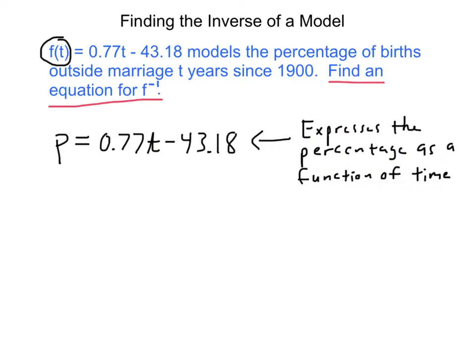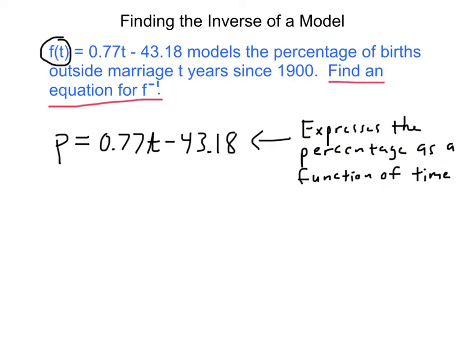And to find the inverse, we want to interchange the inputs and the outputs. Right now the t is the input and p is the output, but we want to switch those. So we'd like the t to be the output. We want that to be the letter on the left side of the equation, and p to be the input. So really all we need to do is solve this equation for t.